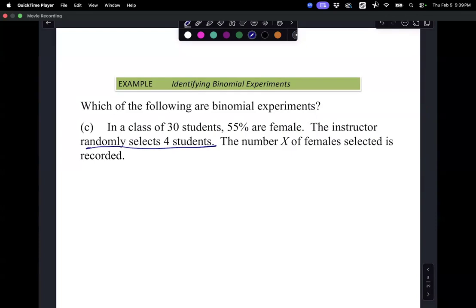If the first one I took out is a male, now there's larger than 55% females left in the class. They're all coming out of the same pool. So the probability is going to change as I'm removing students. If that makes sense. So this is not binomial because the trials are not independent. The probability of success changes once I take somebody out of the room. Any questions on these before we move on? All right.